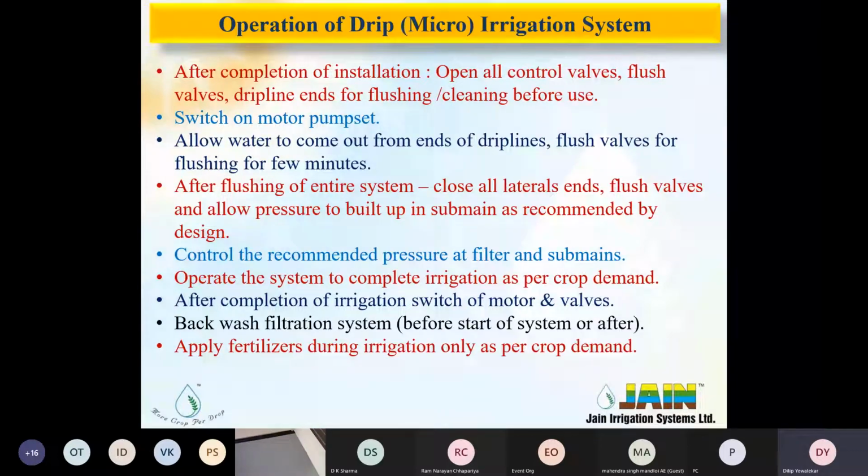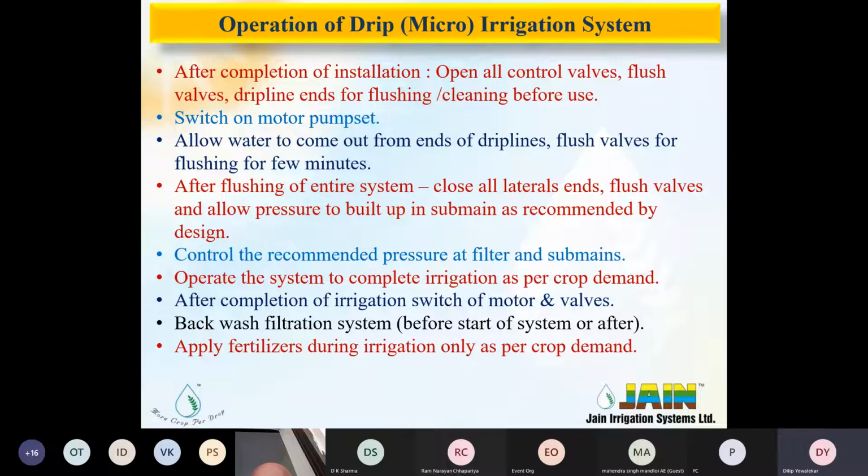Pressure. That means 1 kg, 1.5 kg pressure is required at the submain inlet. Naturally, at the filtration system, at the inlet of the filter, the pressure will be more. So just to adjust the pressure: if the pressure is less, it is an indication that somewhere there is a leakage or some valve is open. Then control the recommended pressure at the filter and submain.